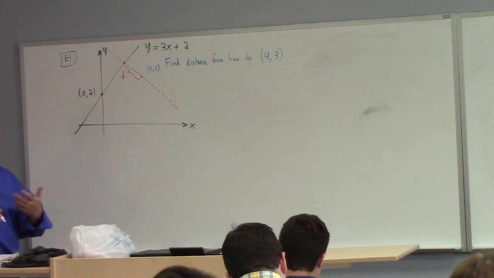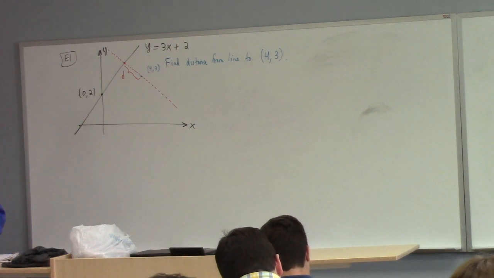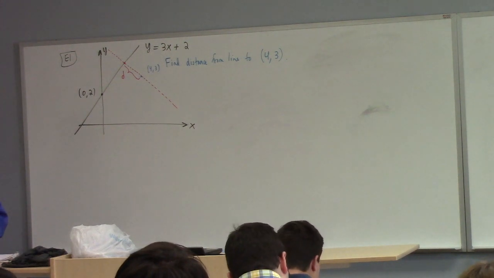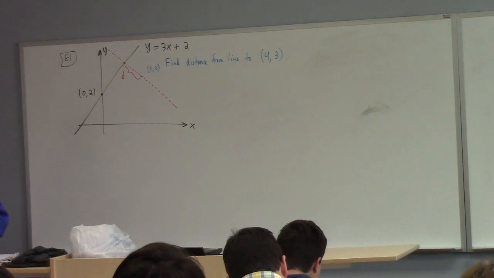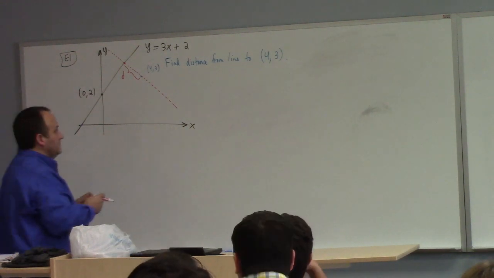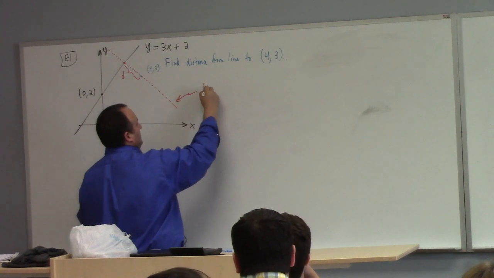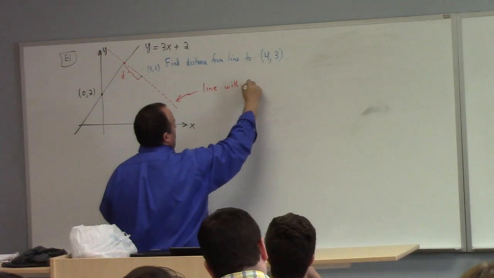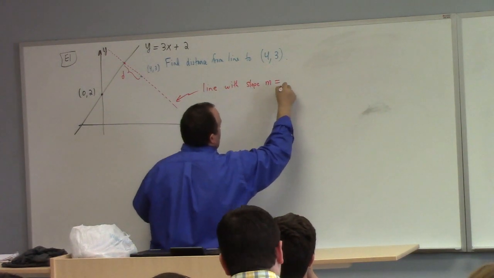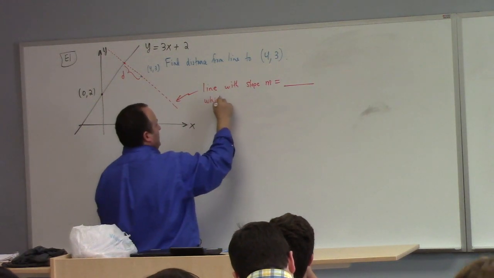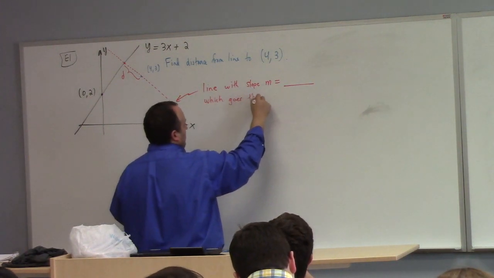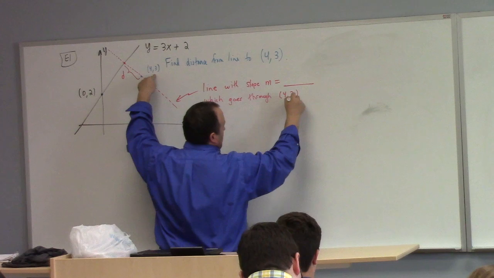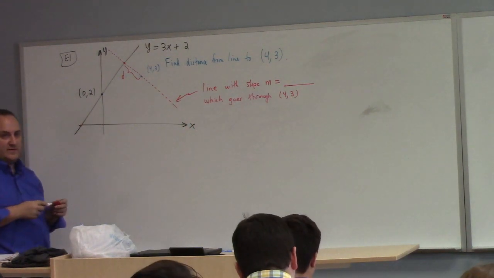So how do we find that point? How do we find that point of intersection? Do you guys know? What should we do? So baby steps, right? First of all, what's the equation of the perpendicular line? Let me put it in words. This is a line with slope m equals, you guys fill in the blank, which goes through, I'll do that part. Where does it go through? It goes through the point (4, 3), by construction. So the real question is, what's its slope? Can you guys tell me?